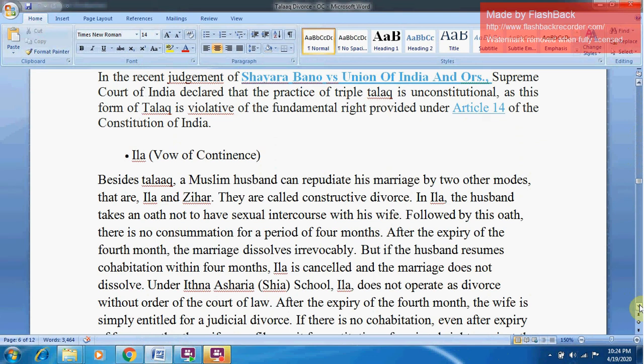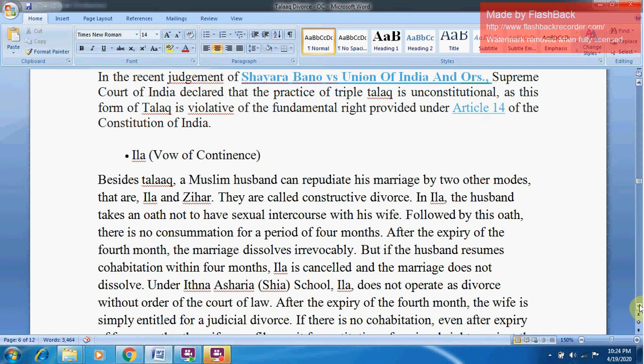Now the next part, ila, that is a vow of continence. Besides talaq, a Muslim husband can repudiate his marriage by two other modes, ila and zihar. They are called constructive divorce. In ila, I-L-A, the husband takes the oath not to have sexual intercourse with his wife. Followed by this oath, there is no consummation for a period of 4 months. After the expiry of the 4 months, the marriage dissolves irrevocably. But if the husband resumes cohabitation within 4 months, ila is cancelled and the marriage does not dissolve.